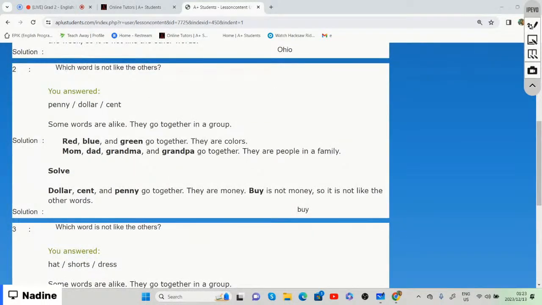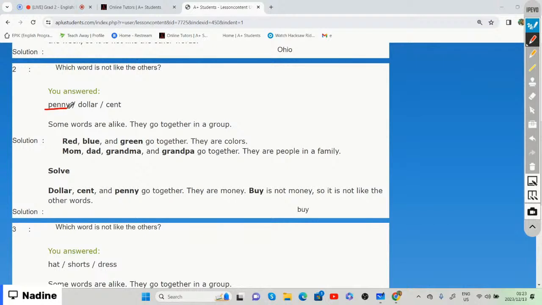All right. We have penny, we have dollar, and we have cent. Do you think that these ones go together? Penny, dollar, cent. And we can say that they go together, right? Because a penny, dollar, or a cent, these are money, right? They are money. So they go together, they are related.